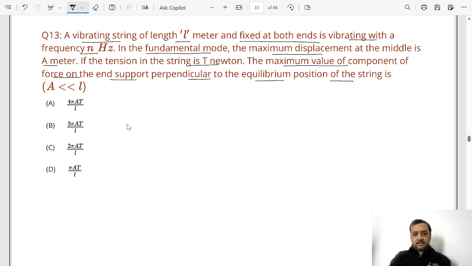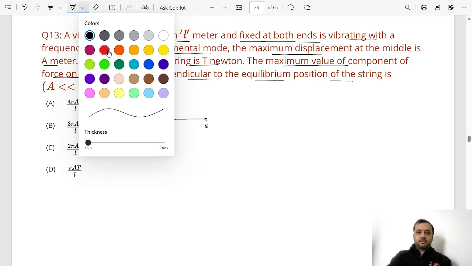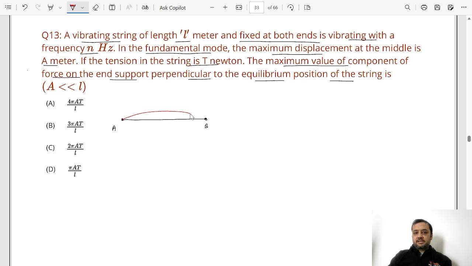So first let's try to understand what is happening here. So look, suppose this is a string which has been fixed at both the ends, A and B. Now this string is oscillating in the fundamental mode. So basically this string will be oscillating in a single loop. Okay, so basically it will be like this. And this value has been given as A. So remember that this is the amplitude of the antinode, and this value has been given as A.